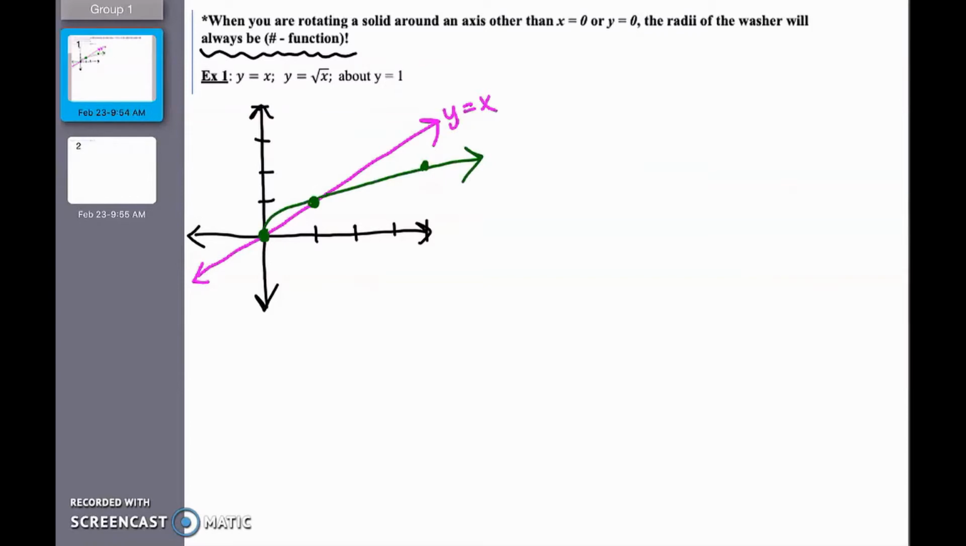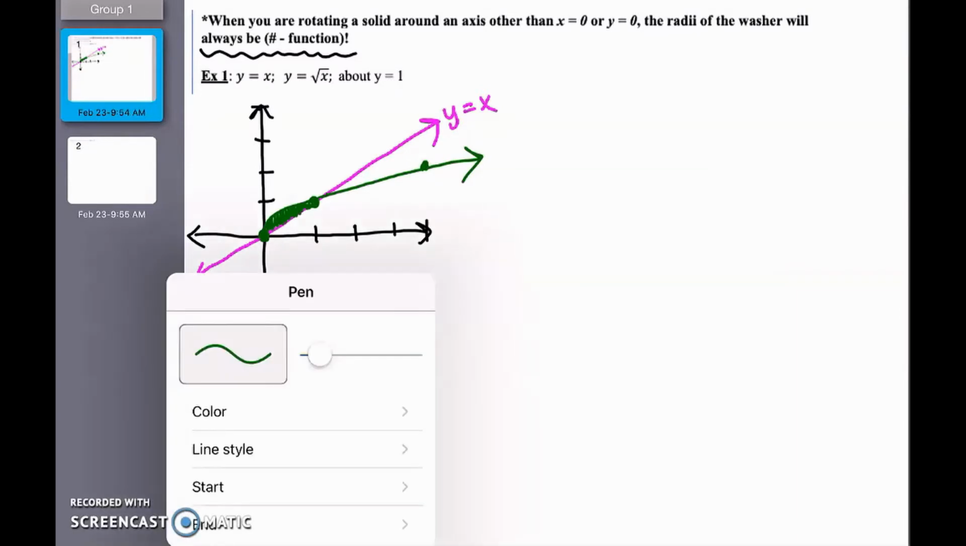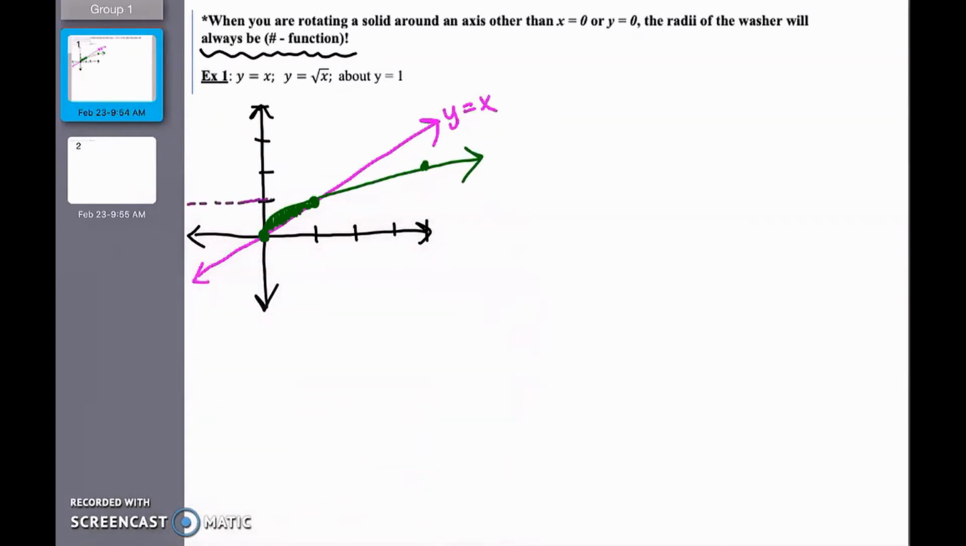So I can kind of see that I've got this region here that's trapped by these two functions that looks like that. And I'm also being told that I'm supposed to be rotating this around the line y equals 1, which is this line right here.